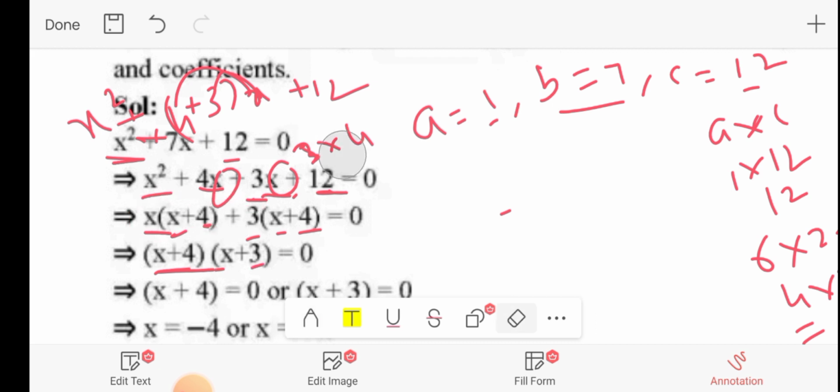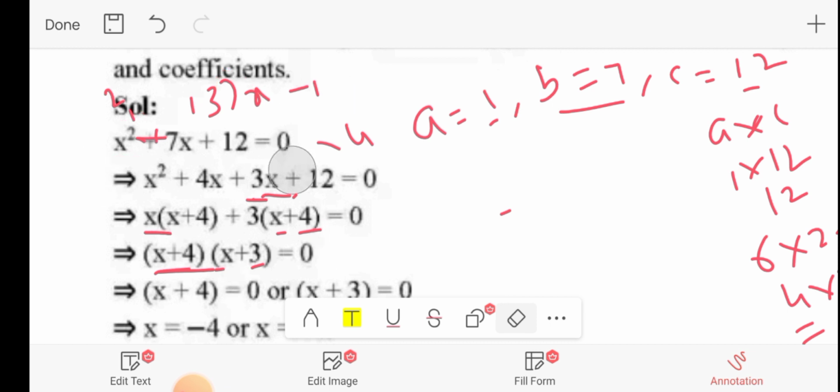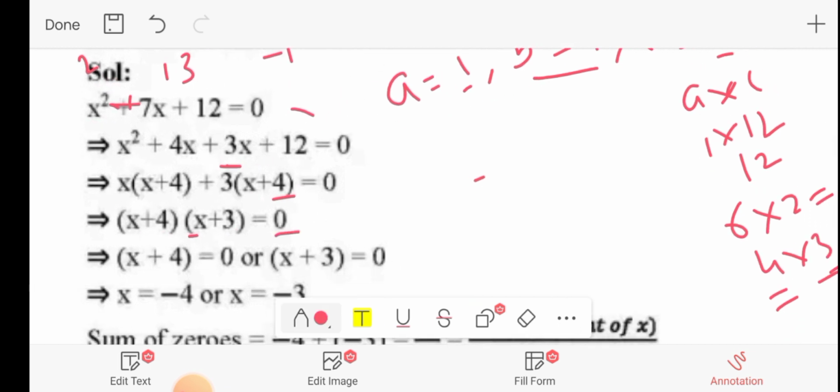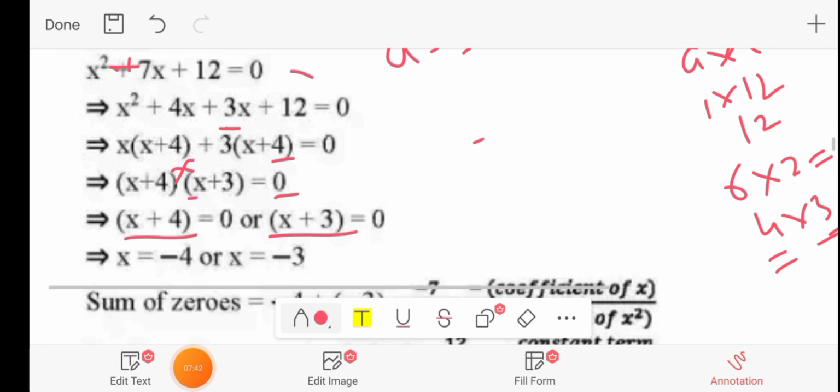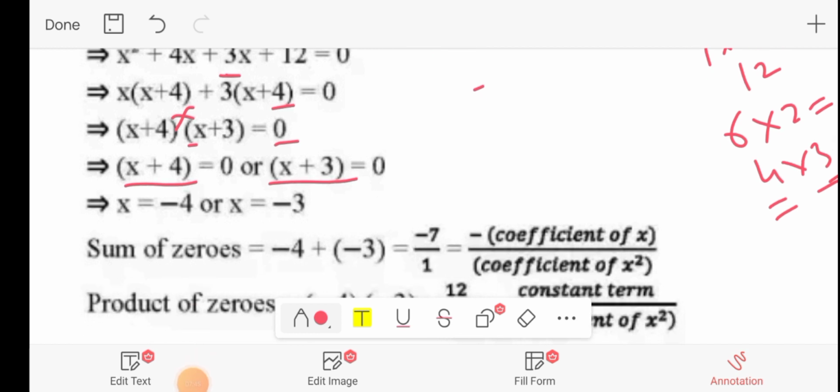Now as we know, we have to find the zeros of this polynomial, so we'll keep polynomial equal to 0 only. Okay? So x plus 4 equal to 0 and x plus 3 equal to 0, because there's a multiply sign between them. If there's no sign, what do we consider? Multiply sign. Fine. So x plus 4 equal to 0. So plus 4 will come to the right side, so plus sign will become minus. Here x plus 3 is equal to 0, so plus 3 will come to the right side, it will become minus 3.